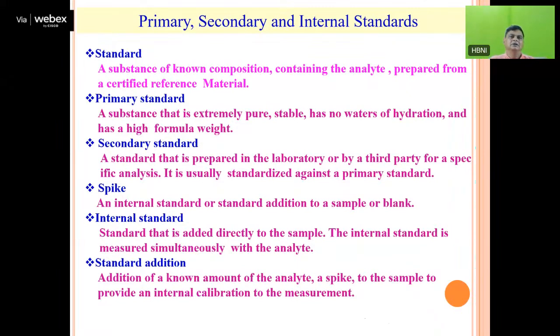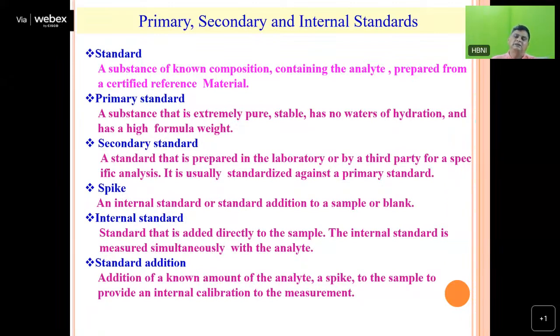Okay. So basically, there's a difference between the internal standard and the purpose of using the internal standard, and standard addition, which is an entirely different one. The internal standard we generally add to see the performance of the instrument, or the performance of the calibration or instrumentation.